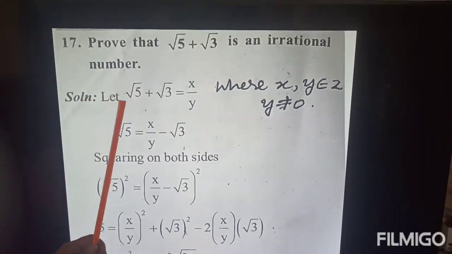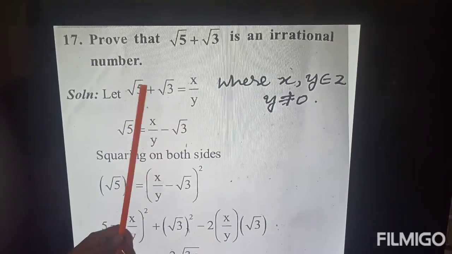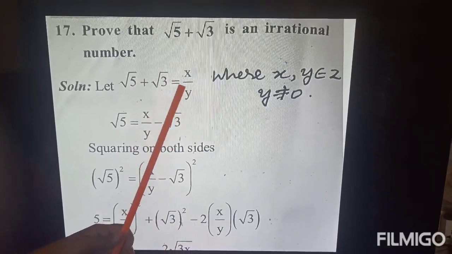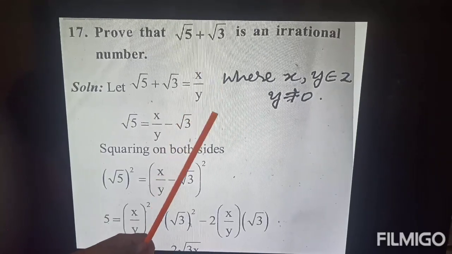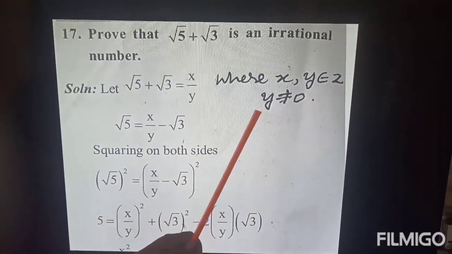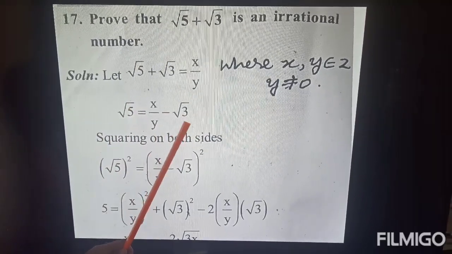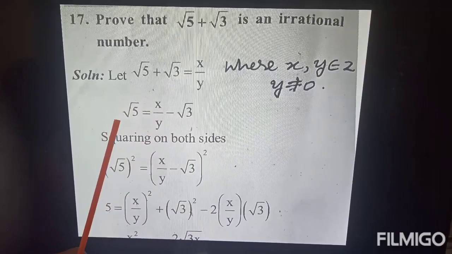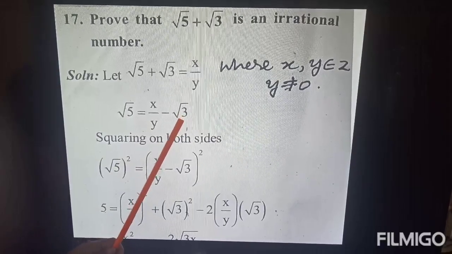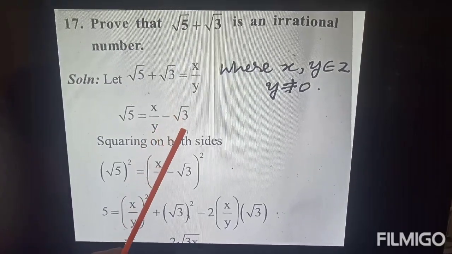Solution. Let us assume that root 5 plus root 3 is a rational number. If it is rational, I have to write it equal to x by y. You can take any letters: a by b, p by q. Here I took x by y, where x and y are integers, y is not equal to 0. Then I have to take one root to the right side. Any one root you can keep on the left. I kept root 5 on the left and took root 3 to the right. That becomes root 5 equals x by y minus root 3.